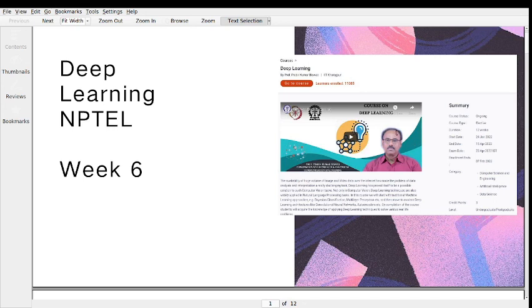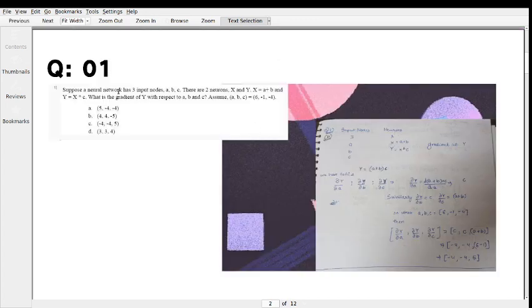Okay, so moving to the first question. Suppose a neural network has three input nodes A, B, C. There are two neurons X and Y. X equals A plus B and Y equals X into C. What is the gradient of Y with respect to A, B and C? Assume A, B, C equals 6, minus 1, 4, minus 4. Here are the input nodes A, B, C, and here are the neurons X, Y. We have to find the gradient of Y with respect to A, B, C.